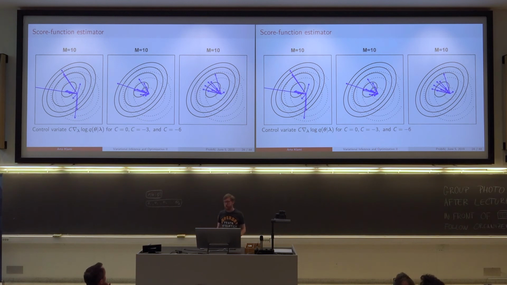Here's a simple example with m equals 10. That definitely was not enough in the previous example. With 3 specific choices for this kind of control variate. Here there is no control variate. This is what we already saw. If you happen to choose your control variate cleverly as -6, you get this. This actually looks much better.